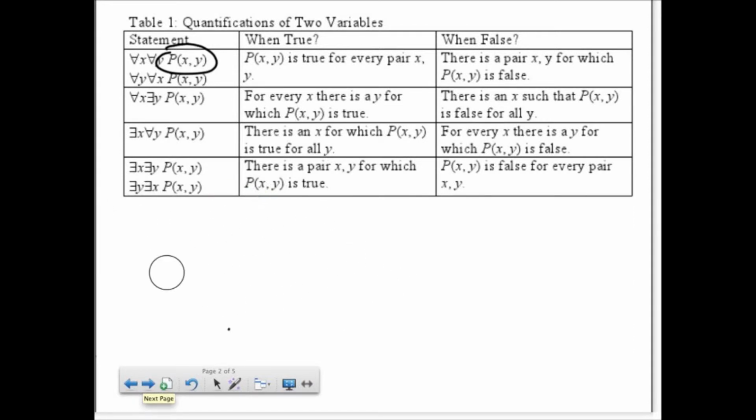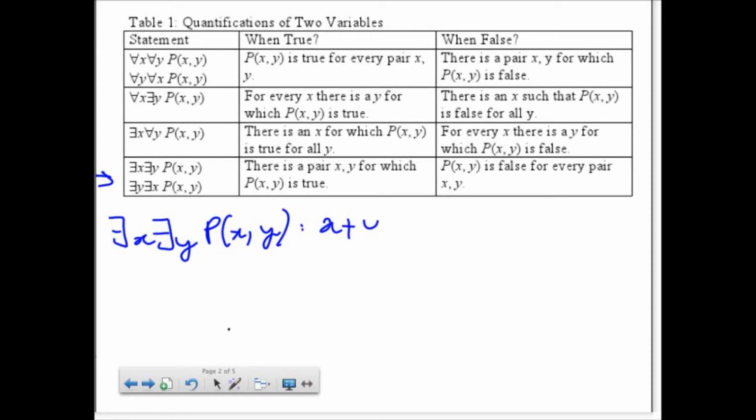Now we're going to look at the last example, row 4, which is existential quantifiers. In this case, we see that there is only one pair of x and y where p x y returns true. An example of this case would be: we'll let p x y be the predicate that x plus y equals 3. Now we know that there are only two pairs of x and y that would return true, when x equals 1 and y equals 2, or when x equals 2 and y equals 1. Note that the domain of x and y in this case is the set of positive integer values.